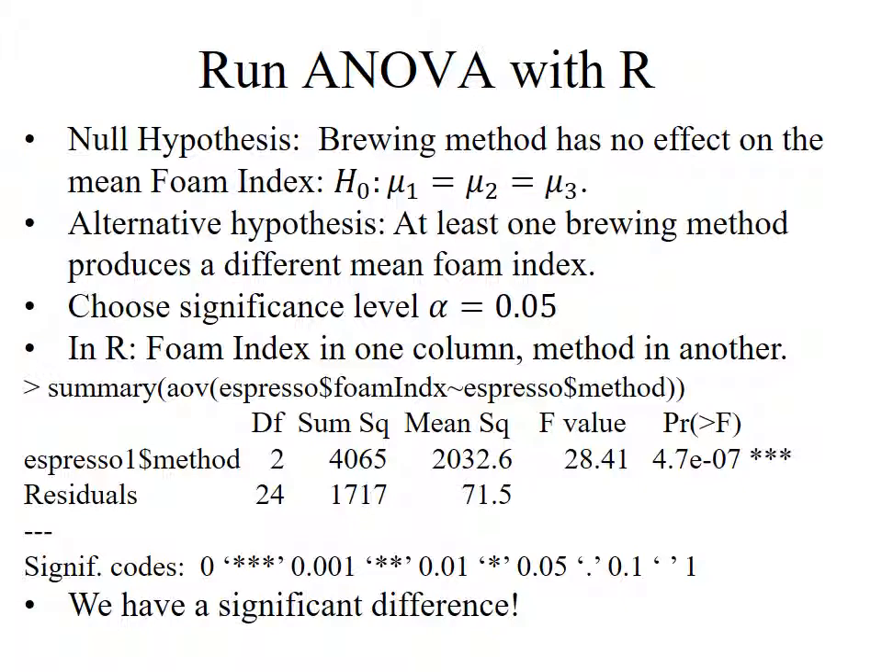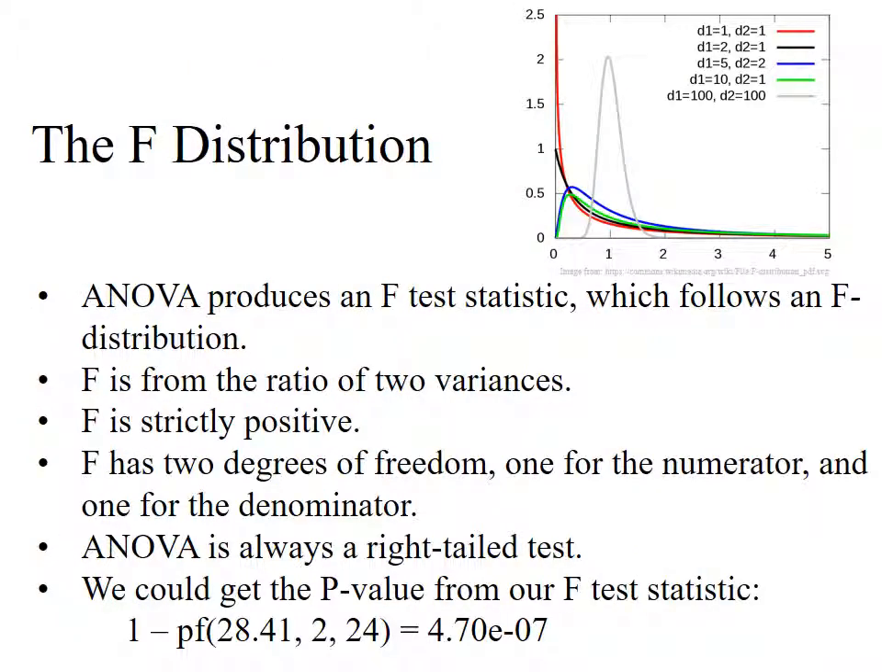And so as a result, we have a statistically significant difference in the amount of foam produced by these 3 different brewing methods. All right, we need to talk a little bit more about this F distribution if we're going to understand all of that. This is what comes out of the ANOVA analysis. So F is produced by the ratio of 2 different variances, variance meaning a standard deviation squared. This means that F is strictly positive. You could never have a negative variance, so it's the ratio of 2 different numbers. Now because it's 2 different variances, every variance has its own degrees of freedom, so F has 2 degrees of freedom associated with it.